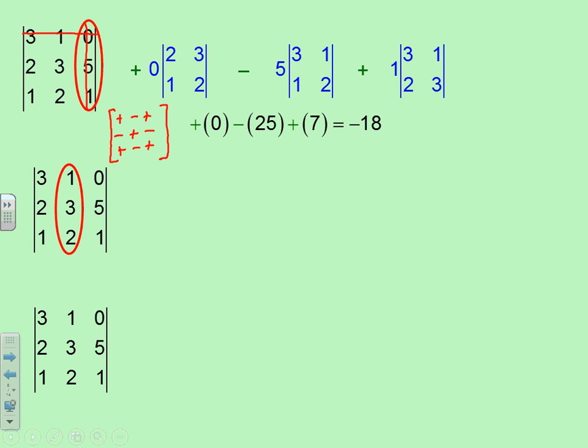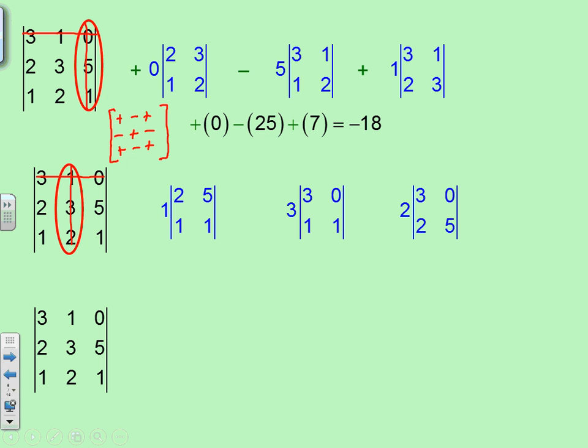Okay, I'm going to assume that you did what I asked you to do. So here, we're going to again look and say, what would the minor of the 1 be? Well, I put a line through the row and the column where the 1 is located, and whatever's left over is its minor matrix. So that's the 2, the 5, the 1, and the 1. And I would do that for the 3 and the 2 as well. So there are their respective minor matrices.